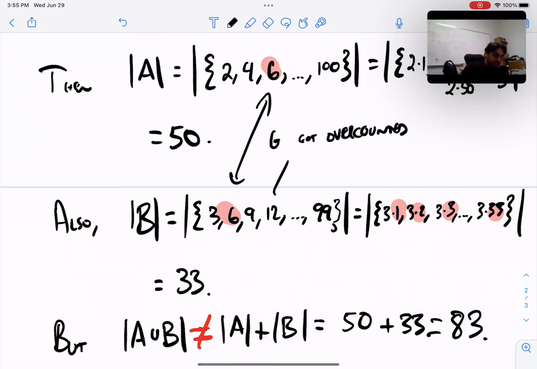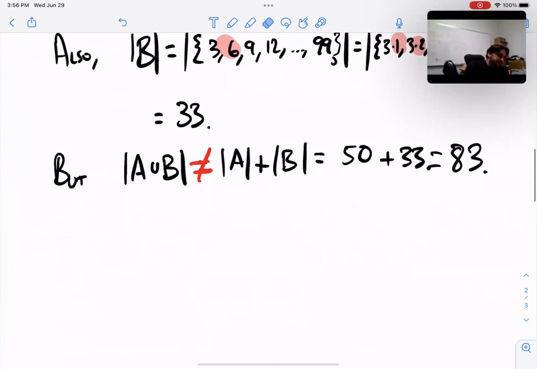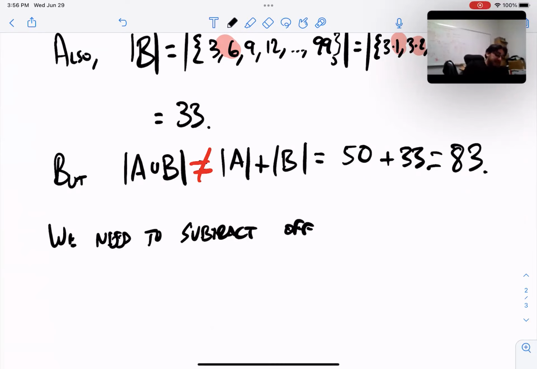What else got overcounted? 12, right? There's a 12 in here. 12 got overcounted. 18 would get overcounted, and so on, right? So what got overcounted? Well, we need to subtract off the size of A intersect B, which consists of all multiples of 6, right? The intersection of those two sets.